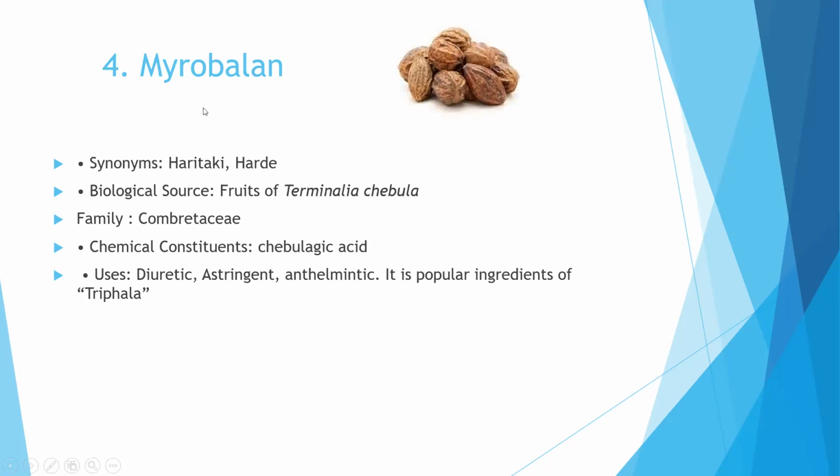Next is Myrobalan. Here is the fruit of Myrobalan. Biological source is also fruits of Terminalia chebula. Family is also Combretaceae, same as Behera and Arjuna. Chemical constituent is chebulic acid. Uses: diuretic, astringent, and anthelmintic, and it is a popular ingredient of Triphala.